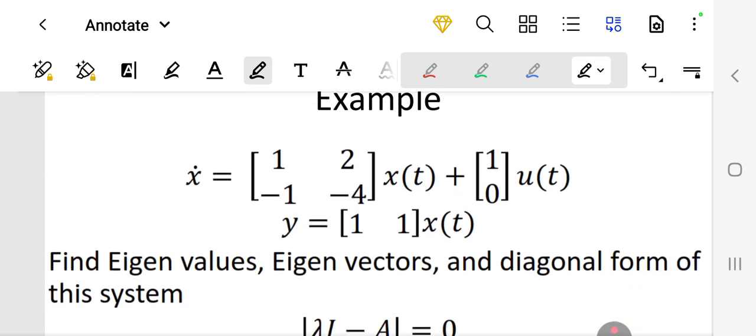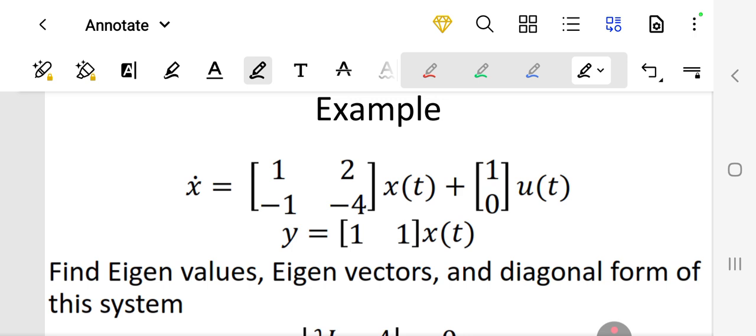Now we will see an example. X dot equals matrix A, 1, 2 for the first row and negative 1, negative 4 for the second row, times X, plus B matrix 1, 0 times U, and Y equals 1, 1 times X. Find the eigenvalues, eigenvectors, and diagonal form of this system.